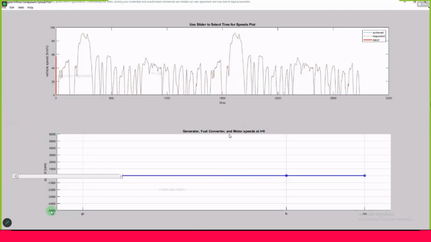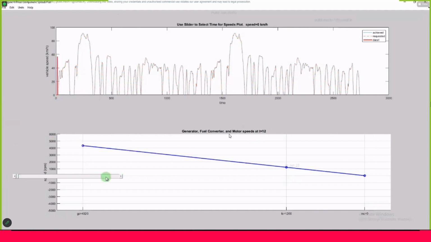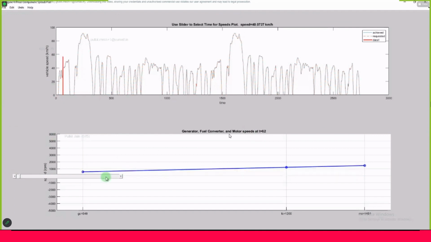Here the speed is from minus 5000 to plus 6000. This is the speed for the generator, this is the speed for the fuel converter or engine, and this is the speed for the motor controller. Now if I move this slider, this red vertical line is going to move ahead, and we will be able to know what is happening with all the speeds. For example, I am at this position where speed is around 41 kilometers per hour, and this is happening at the 72nd second.